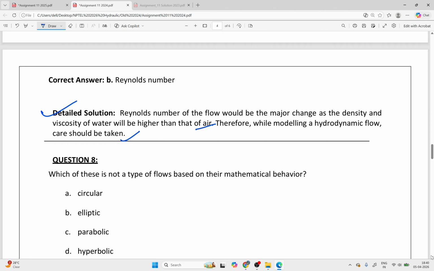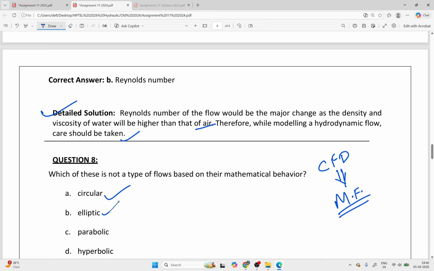Now, this question is from your mathematics. Also, you can say CFD is mathematics, the mathematics of fluid. Okay, so which of these is not a type of flow based on their mathematical behavior? Circular, elliptic, parabolic, hyperbolic.